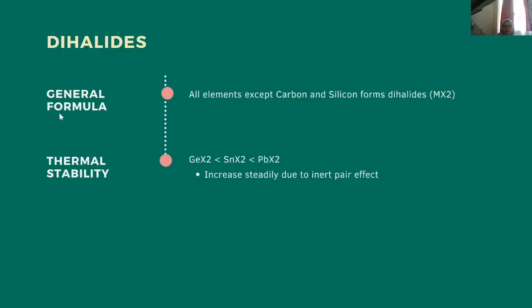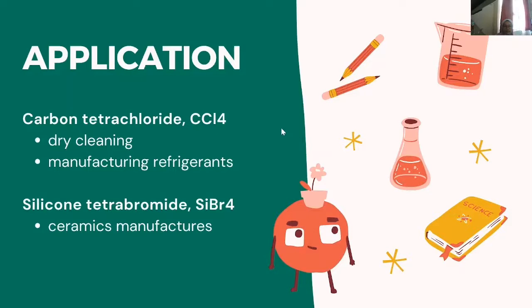For the dihalides, the general formula is MX2. All can form dihalides except for carbon and silicon. The thermal stability increases steadily due to the inert pair effect. Some applications for halides of group 14 elements are carbon tetrachloride CCl4, which can be used in dry cleaning and manufacturing refrigerants, and silicon tetrabromide, which can be used in ceramics manufacturing.